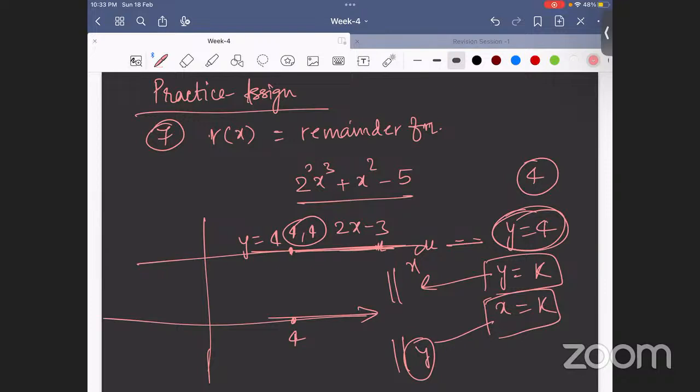Remainder. So she got remainder as 4, and she's asking whether y is equals to 4. Is that how she should equate? I think. See, Rx is what? Rx is equals to 4.